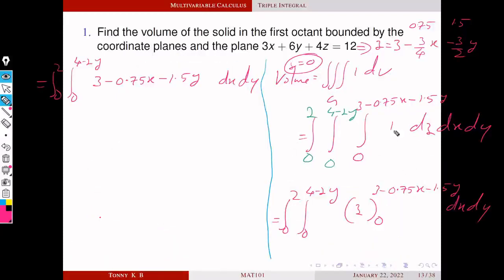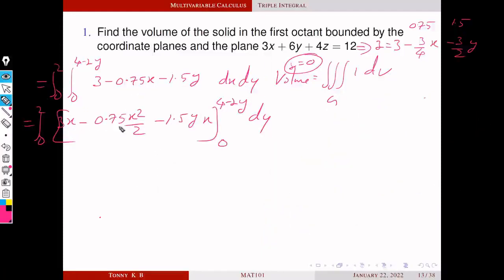So the integral of 1 with respect to dz is z from 0 to 3 minus 0.75x minus 1.5y. Next you substitute the upper limit. When z equals 0, the term is 0. So this becomes 3 minus 0.75x minus 1.5y dx dy. Next you have to integrate with respect to x.